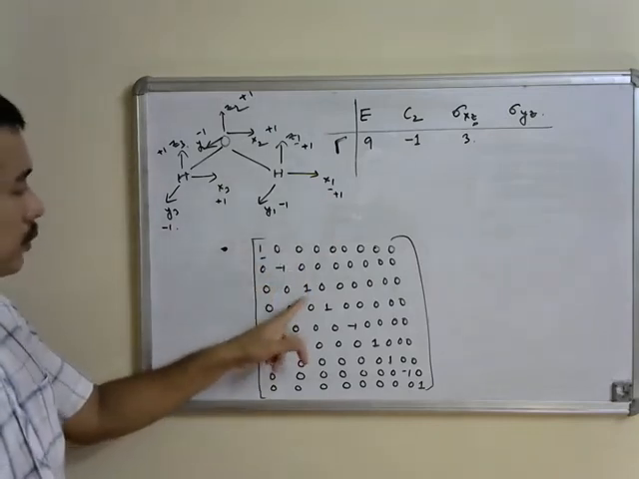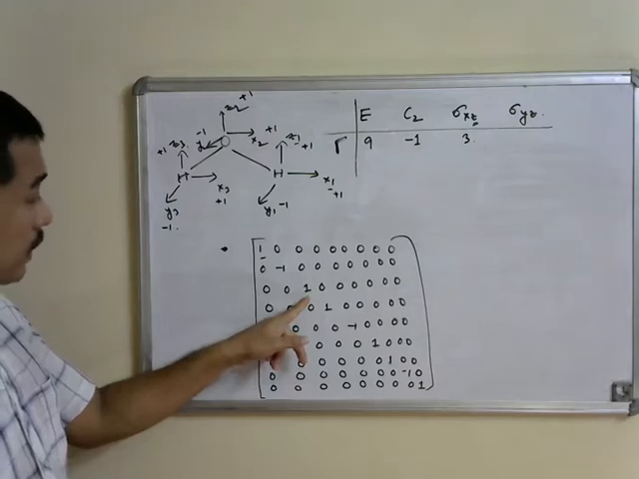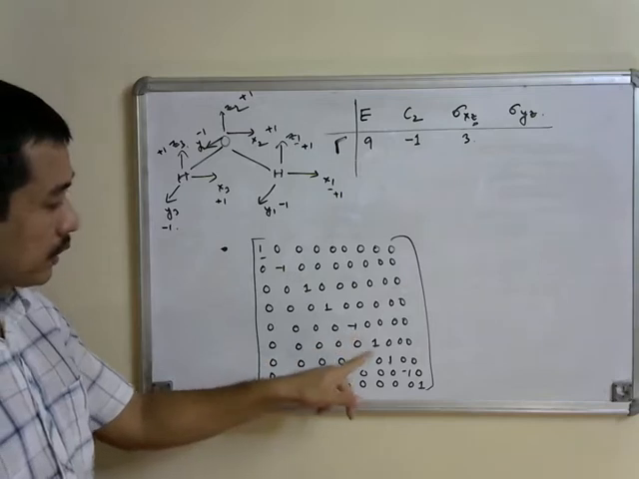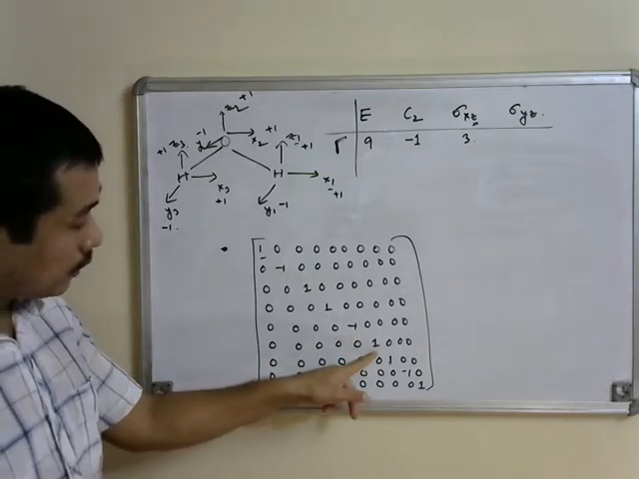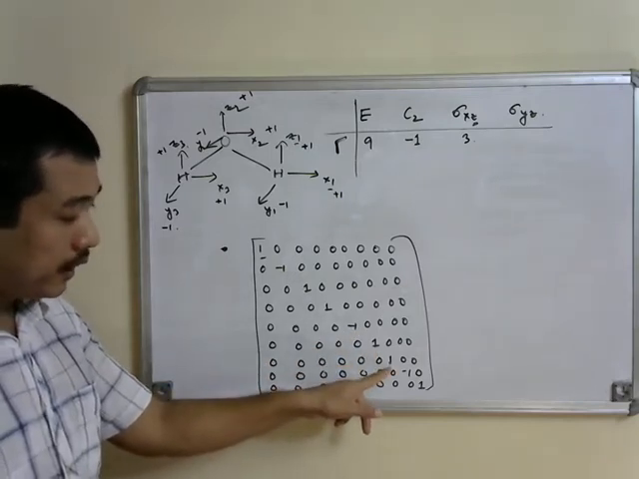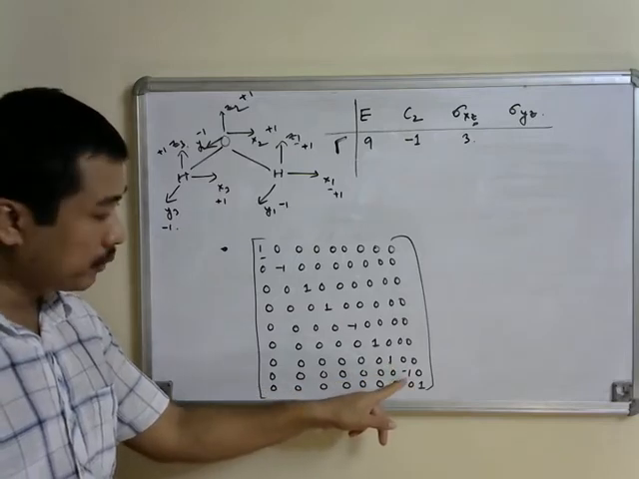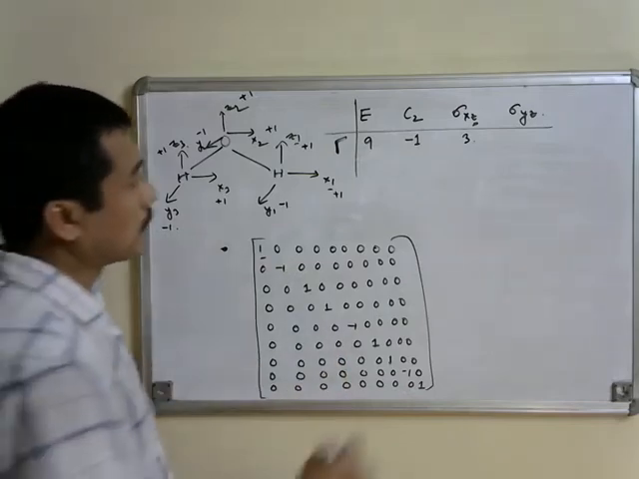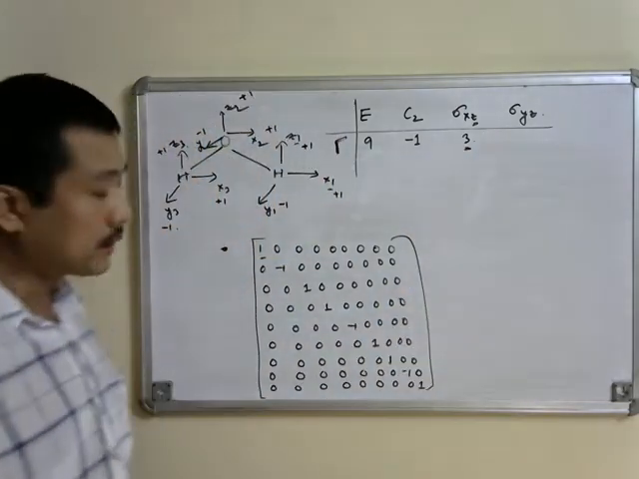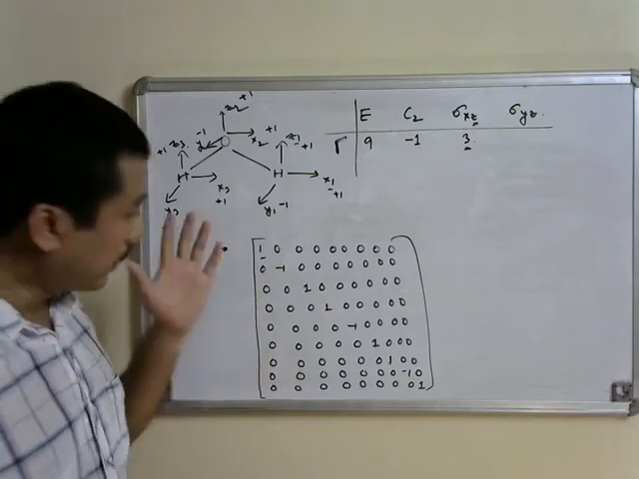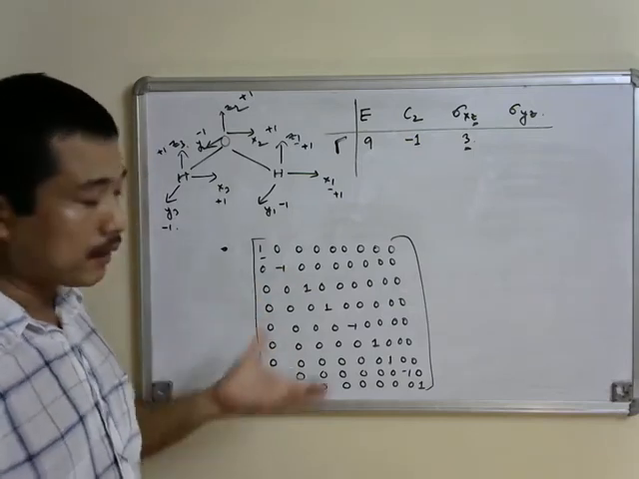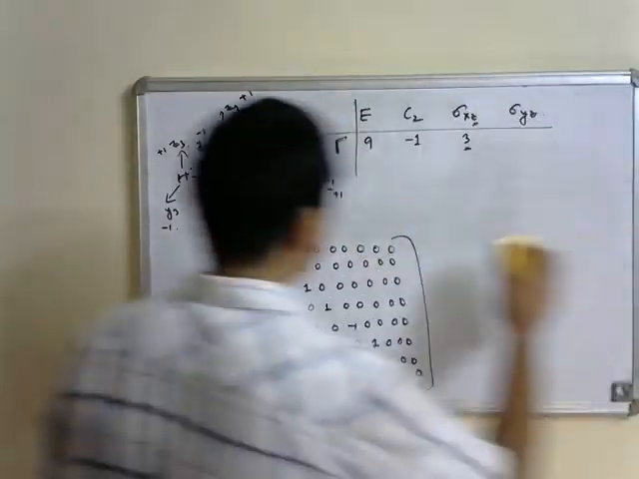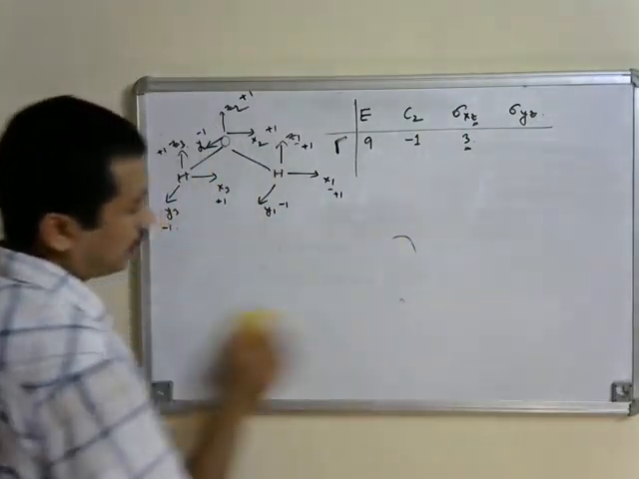y1 contributed minus 1, z1 contributed plus 1, x2 contributed plus 1, y2 contributed minus 1, z2 contributed plus 1, x3 contributes plus 1, y3 contributes minus 1, z3 contributes plus 1, and the total character of this matrix is equal to plus 3. That we can find out without writing the matrix actually, because we can easily determine how much each of these displacement vectors is going to contribute towards the character of the matrix.